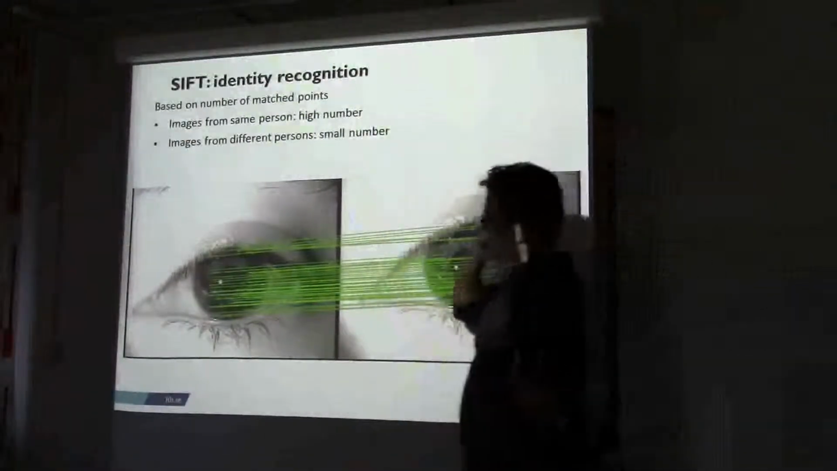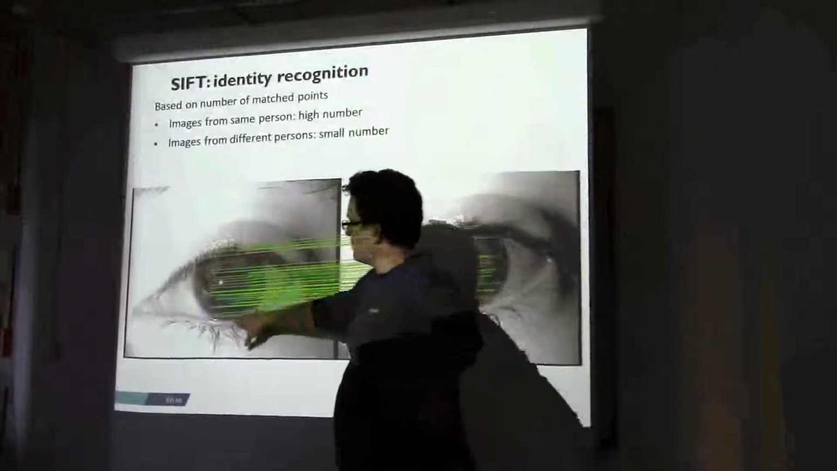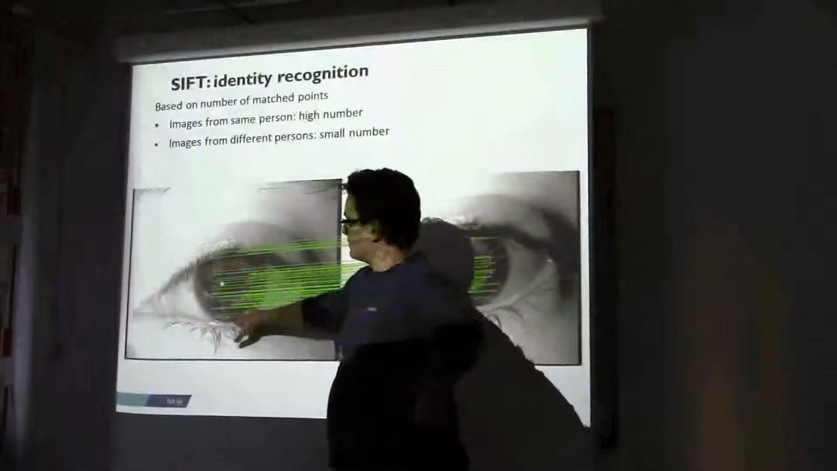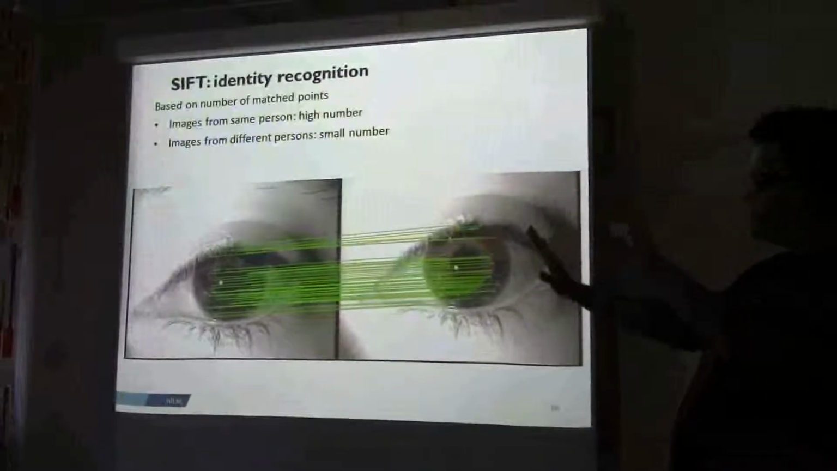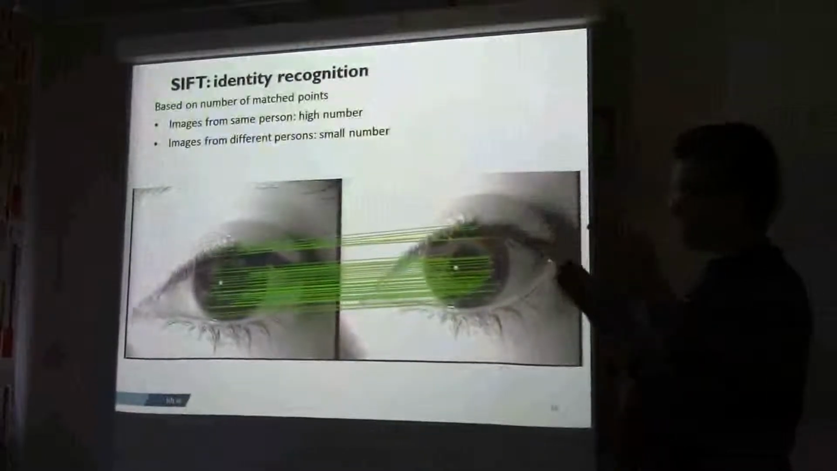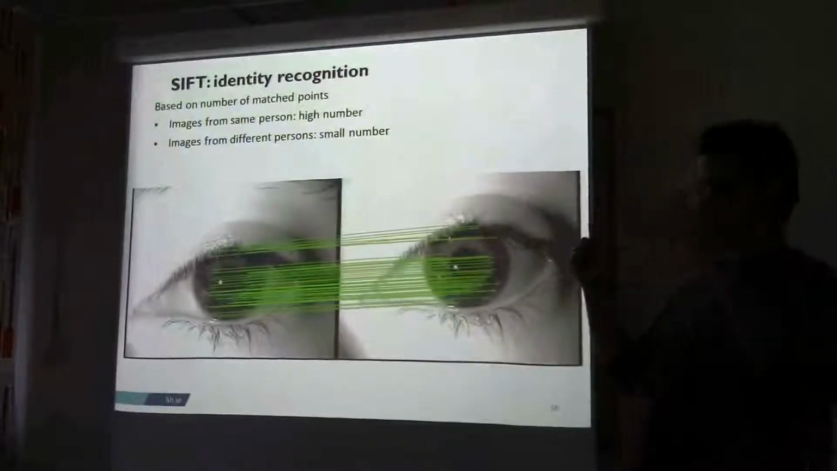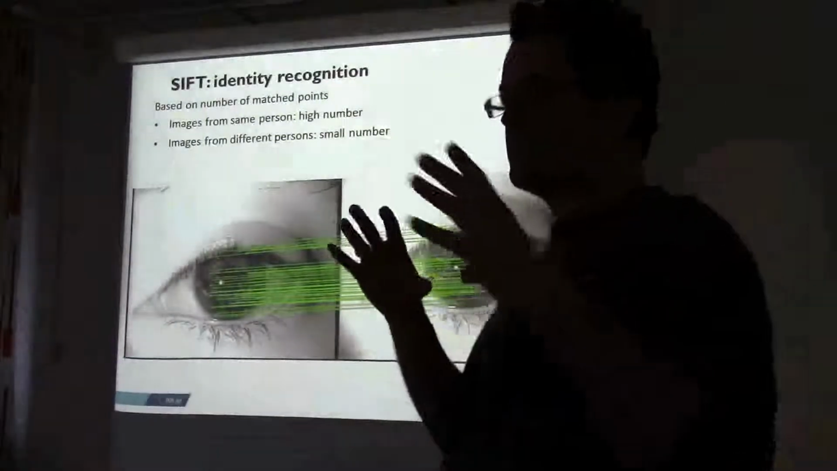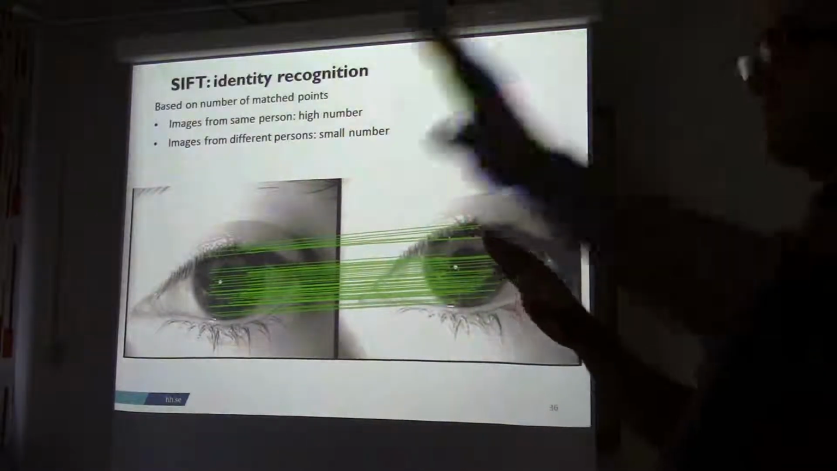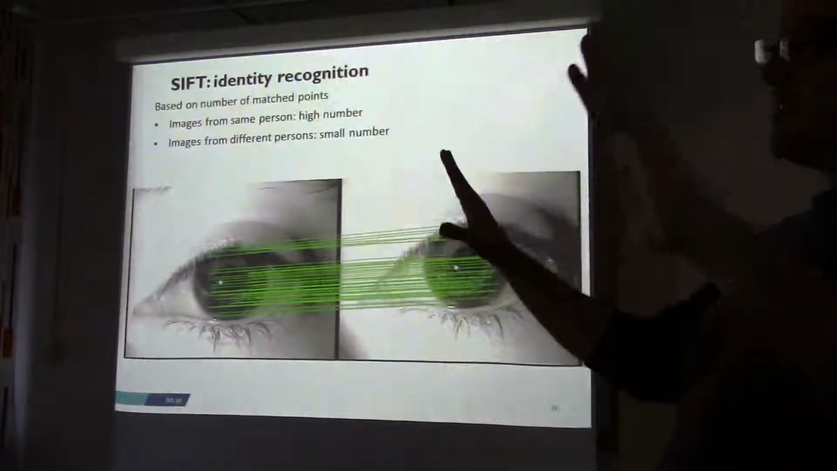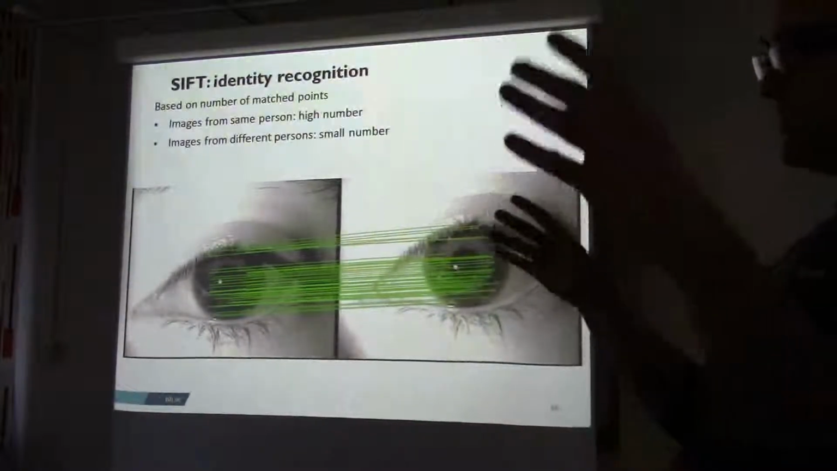So in this case, what we did is to segment this region here. It's not shown here, but you see that the points are only extracted in the iris region. So then you have two images, find the matches, and if you have a high percentage of points that are matched, you say they are from the same person. If you don't have many matches, you get 50 points in one image, 45 points in the other, and you only get 5% of the points matched, you say, okay, these images are not from the same person.